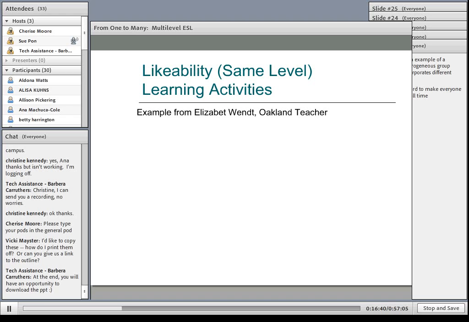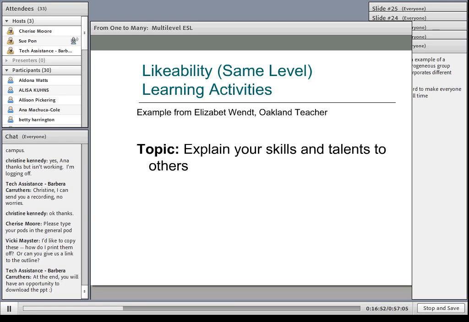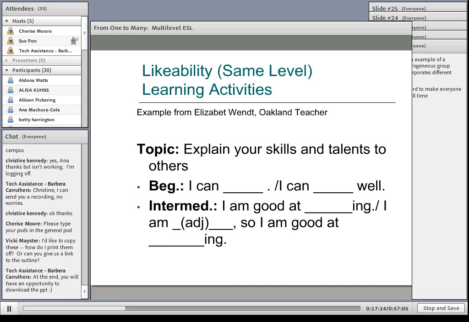Likability means same level, and these activities students can do as individuals, pairs, or as a group. This example comes from one of our teachers in Oakland, Elizabeth Wendt. The topic is explain your skills and talents to others. After a whole class introduction to vocabulary, Elizabeth provides sentence frames for the practice stage. The beginning level students practice the verbs in simple present tense. The intermediate students practice those same verbs in present continuous tense, as well as adding adjectives.